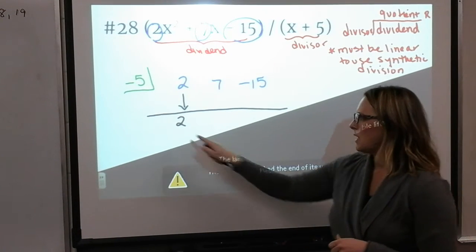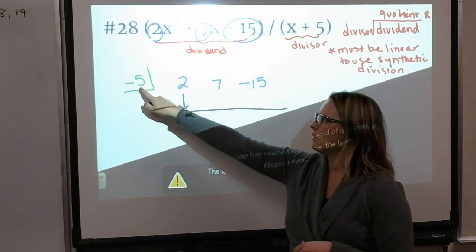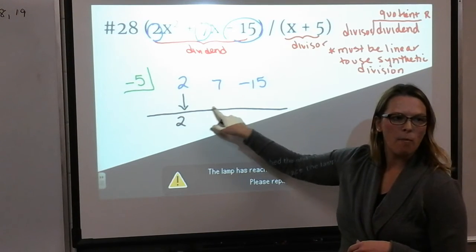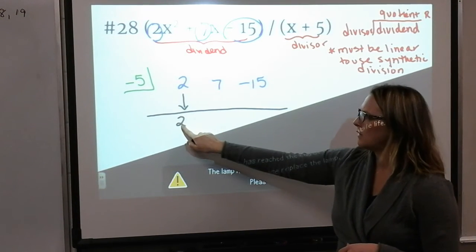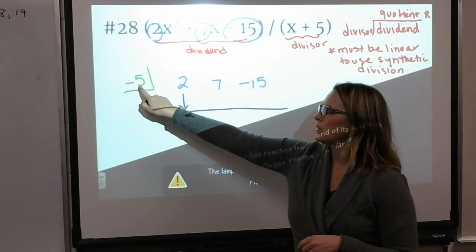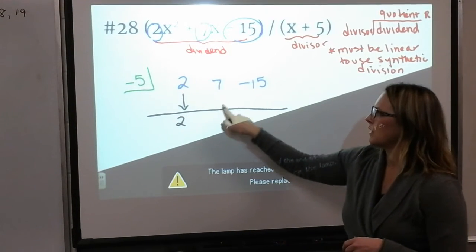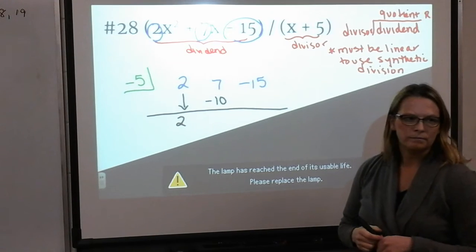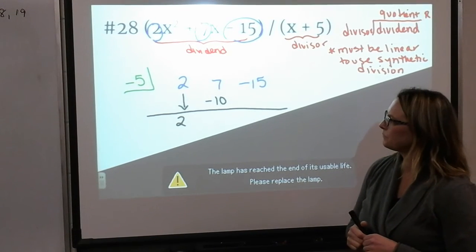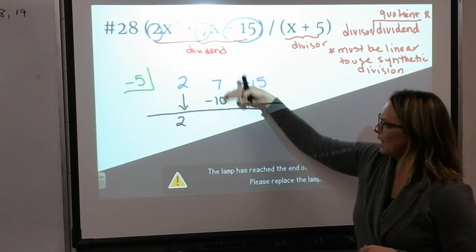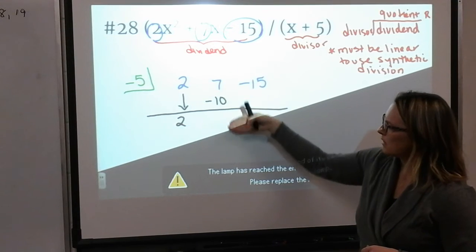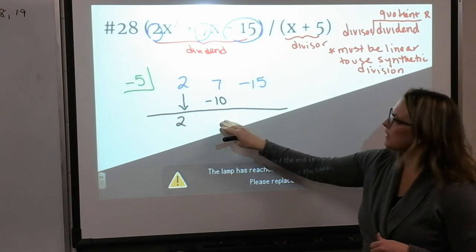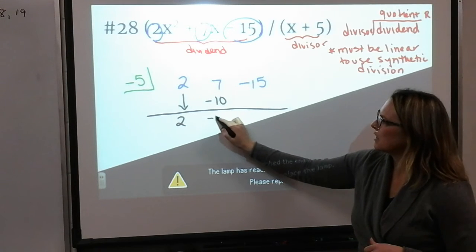So then what you do is you take what you got, multiply it by negative 5, and you write your product here. Okay, so we're going to take whatever we got, so we take the bottom times our root, and we put our product here. So 2 times negative 5 is negative 10. Then you add. So you add this column here, and you write your sum or difference right there. So 7 minus 10 is negative 3.